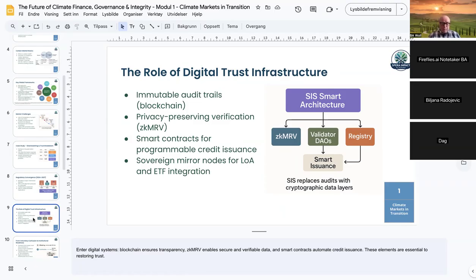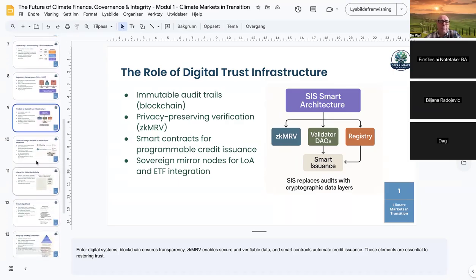Meaning if we have a project in a country, this can be mirrored directly into their sovereign system, which then gives them knowledge about what sort of credits has been sold from their country to another country. And they will have all the data and location around that. And this is how we replace audits with cryptographic data layers. So we take audits two or three steps further with the layers we have. But this will be gone into more in depth in the next module.